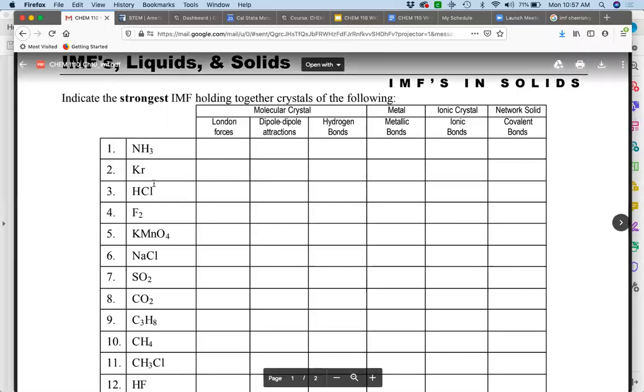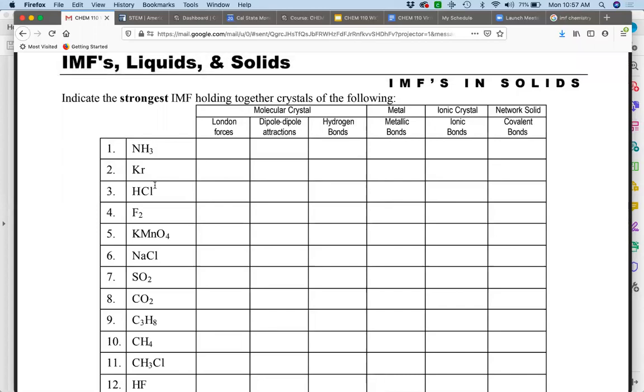Okay, let's think about HCl. What do you think about this one? So if you're taking a look, it doesn't meet the criteria for hydrogen bonds, because it has to be OH, NH, or FH. And so in this case, because it's HCl, it can't be a hydrogen bond. So that cannot be the strongest intermolecular force. But is there a significant difference in electronegativity?